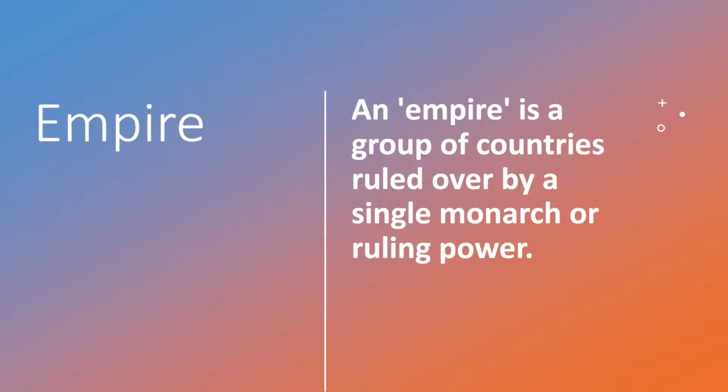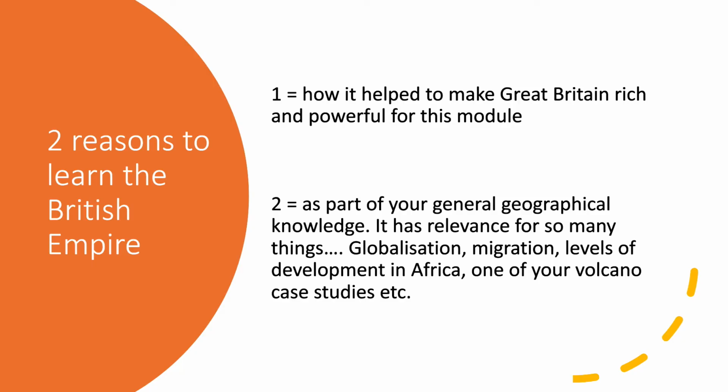What the British did is that they used those ships to go exploring around the world. When we were exploring, we had a pretty terrible habit of claiming other places as our own. And that, ladies and gents, became the British Empire. So you've got the definition of an empire there: a group of countries ruled over by a single monarch or ruling power. And there are two reasons that you need to know about the British Empire.